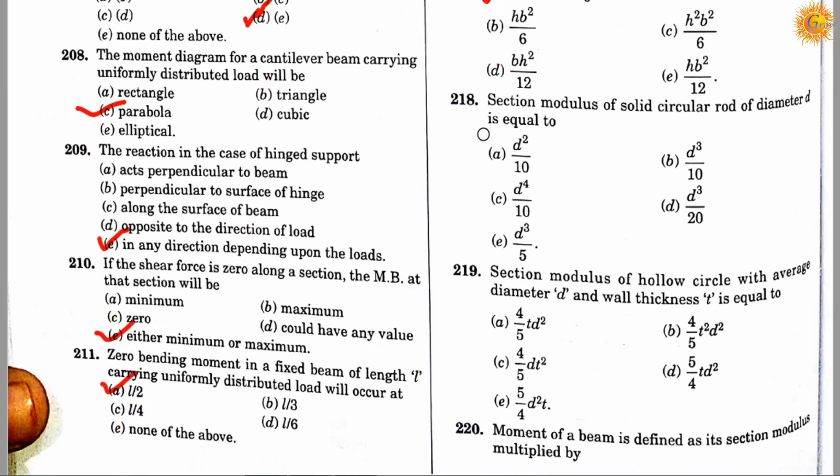Question number 218. Section modulus of solid circular rod of diameter d is equal to, option A is d square by 10, option B is d cube by 10, option C is d power 4 by 10, option D d cube upon 20, and option E is d cube by 5. Correct answer is B. It will be d cube upon 10.